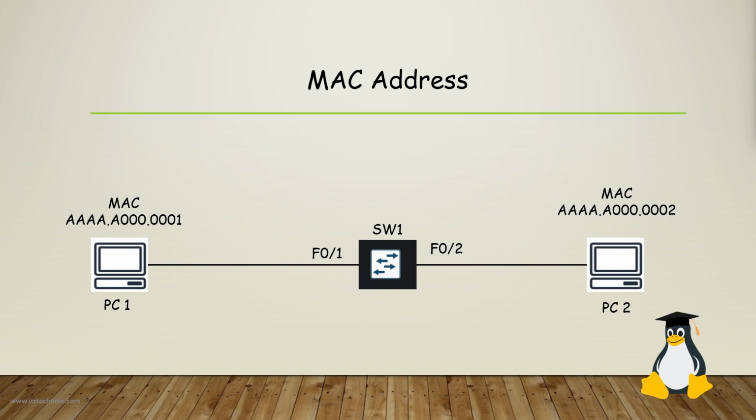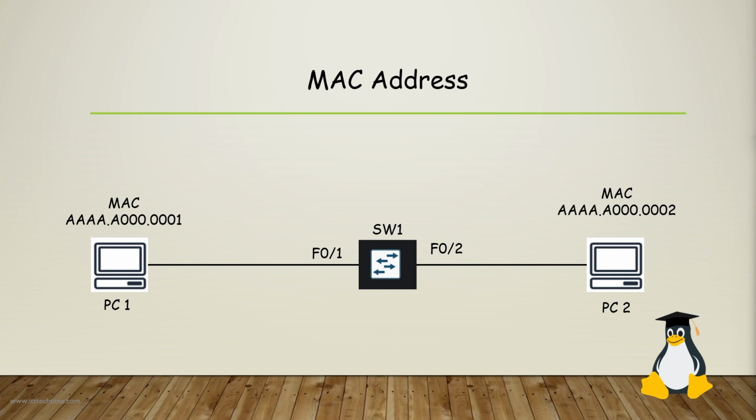Here we have a small network, just 2 PCs connected with a switch. If you notice the interface names on the switch, we have F0/1 and F0/2. F stands for Fast Ethernet, so these are 100 megabits per second interfaces. I have also labeled the MAC addresses for the two PCs in the picture. Normally a MAC address is going to be a more random string of numbers and letters than this, but I made it simple for our walkthrough today.